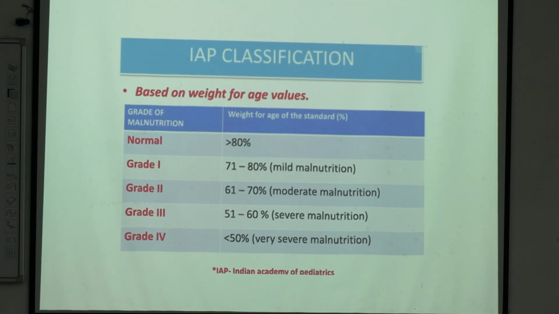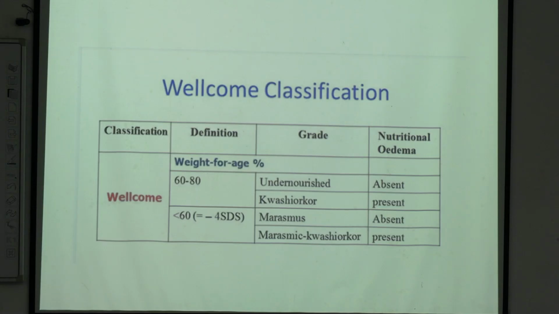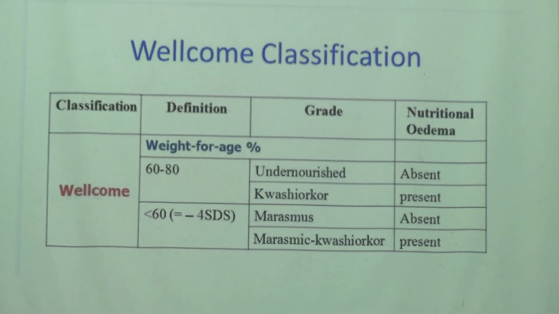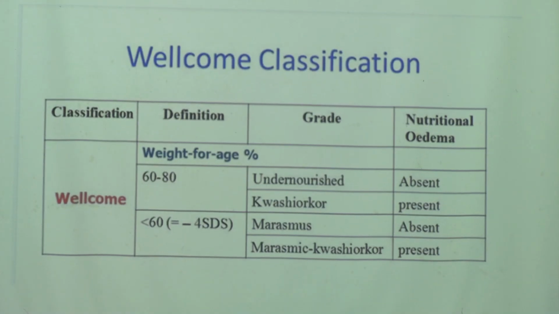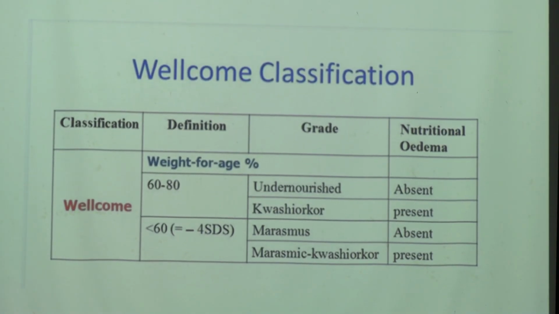Next. So then you have another classification which is again confusing. You will learn more in your pediatrics when you go to 3rd year. It's called Wellcome classification. Here again they are looking at weight for age.